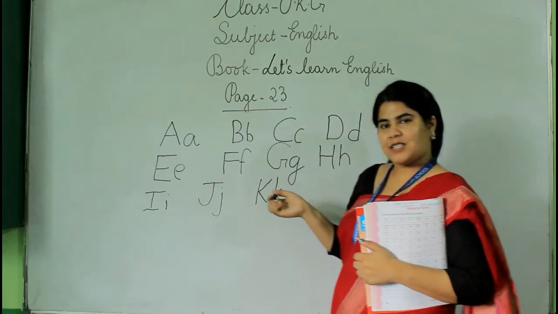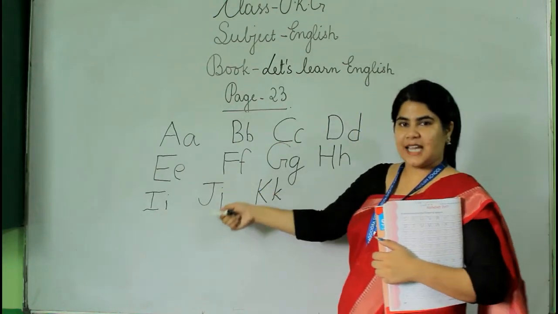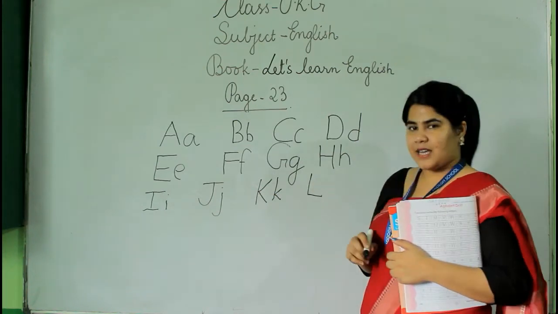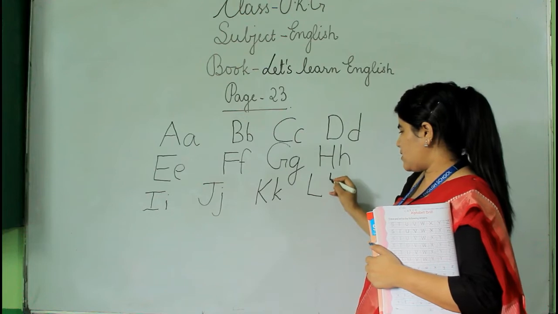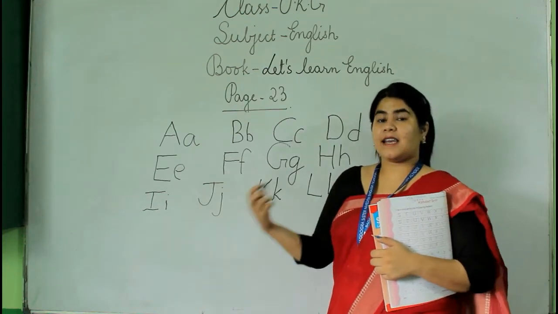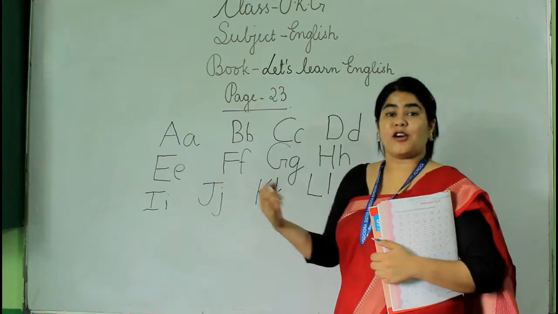Then what comes after J? K, J, K, then L. Standing line, sleeping line, very easy. Again for small letter, one standing line, L. L is for lion, L is for lamb, L is for log.